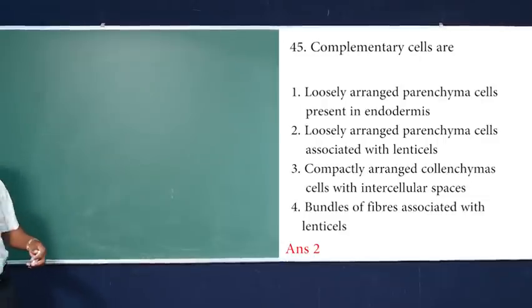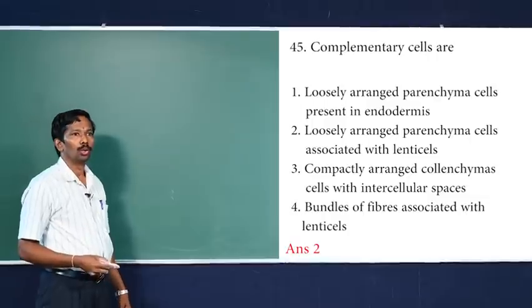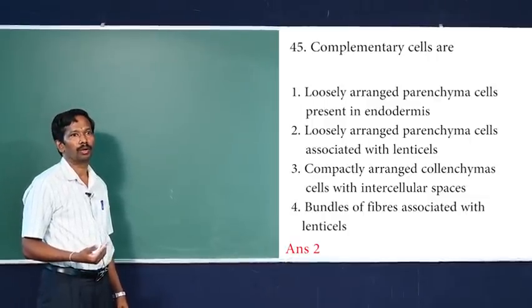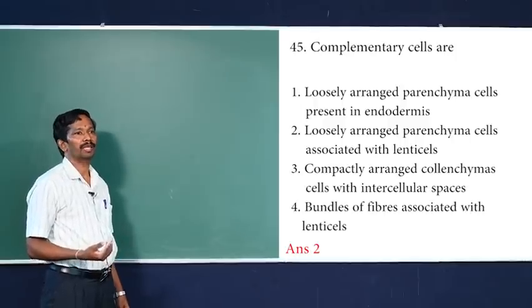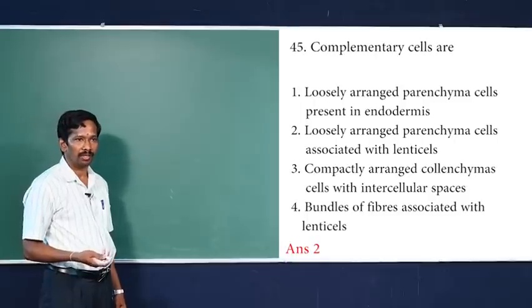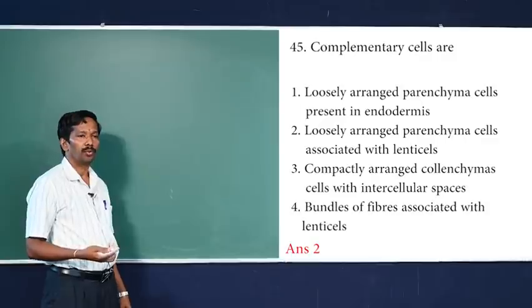Next question, 45. Complementary cells are associated with the loosely arranged parenchyma cells present in endodermis. So it's wrong, because endodermal cells are compactly arranged. Second one, loosely arranged parenchyma cells associated with lenticel. Yes, that is the answer for the question. So the second option is the answer. And the third and fourth options are wrong.